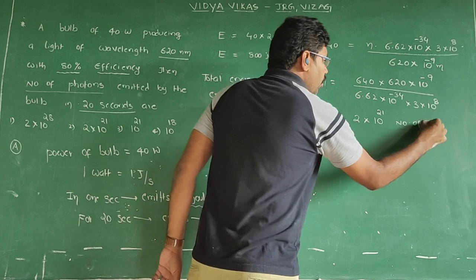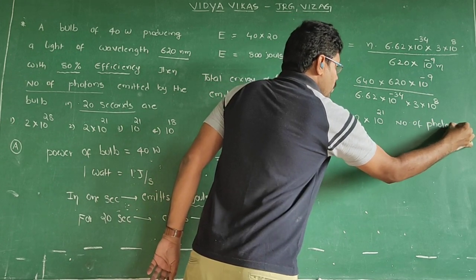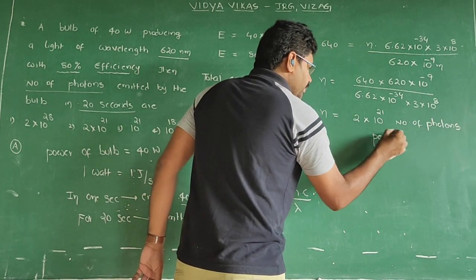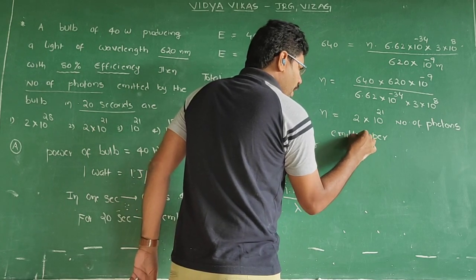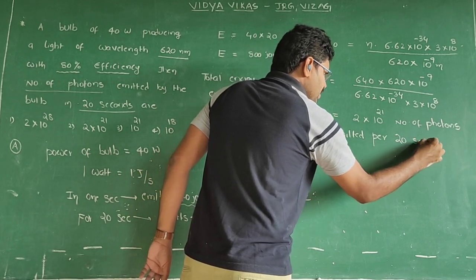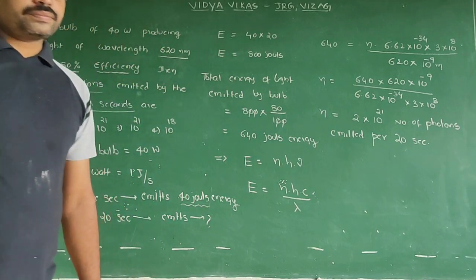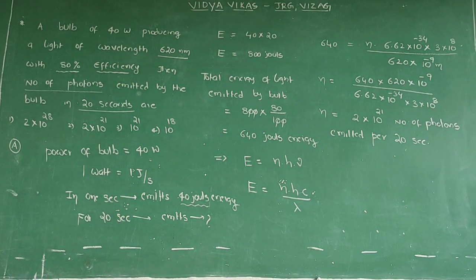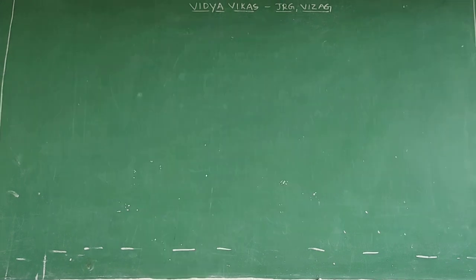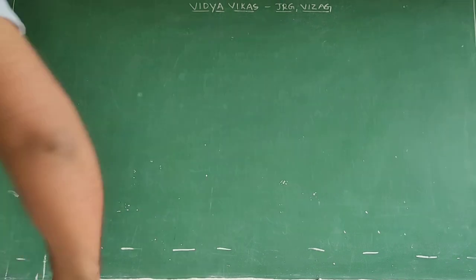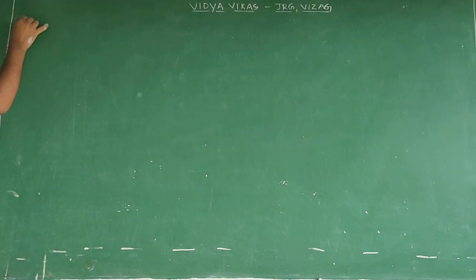That is the number of photons emitted per 20 seconds by the bulb. Very important one, students, this model. That's why it becomes a Mains objective question. Keep in mind. Just look at the strength of the question here, students. Very important. And now I am also coming to the 2018 NEET question.